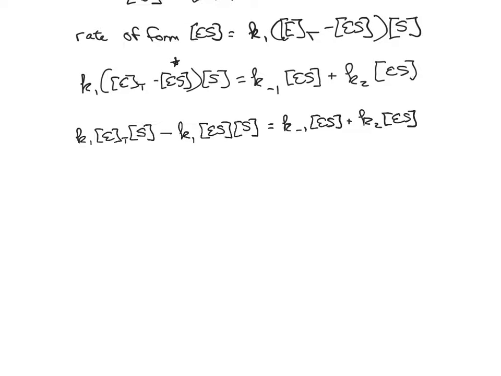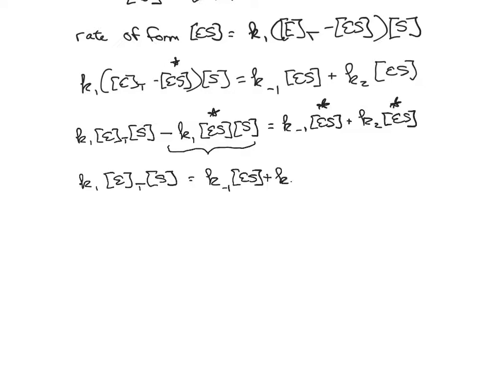Well, I know that if I want to solve this thing, I'd better get all of the terms that have enzyme substrate complex in them onto the same side. So I'll take this term and add it to both sides. So now I've got K1 ET S equals K negative 1 ES plus K2 ES plus, because I'm adding it to both sides, K1 ES S.